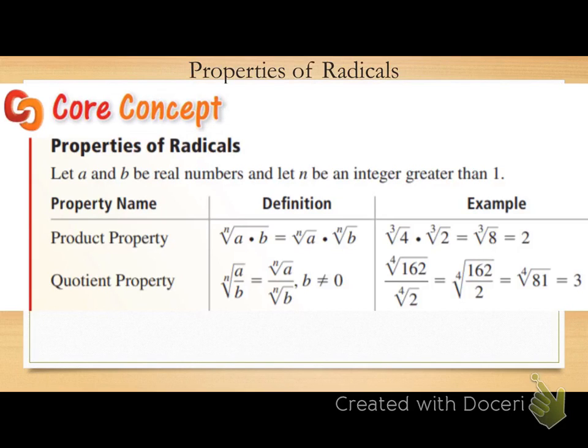And as you can see from our example, you can also work backwards from that property, just like we worked backwards on our previous example. So if you have two things being multiplied under their own radicals, as long as it's the same radical, I can write them under one radical together. And same thing with the quotient property. If I've got two things being divided under a radical, I can split them into their own radicals, so it's the nth root of a divided by the nth root of b. And we can also work backwards from this one and put them under the same radical.